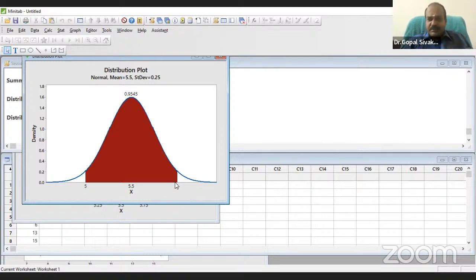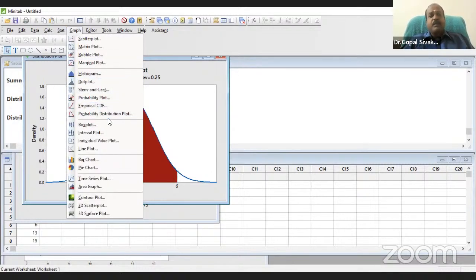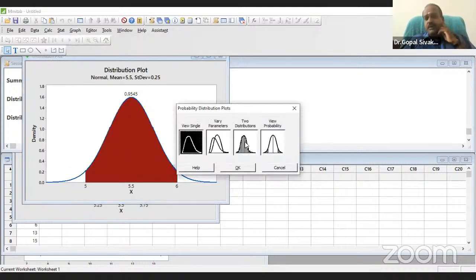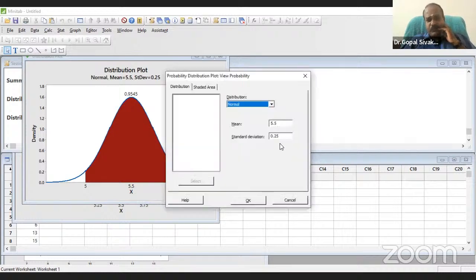What is the theorem saying? Normal distribution is saying at least 95% of your data will fall between 2 sigma limits. We have directly seen it with your height. And now let me go for the third graph. Probability distribution plot, view probability, okay, and same values.